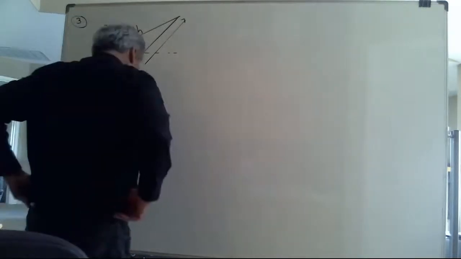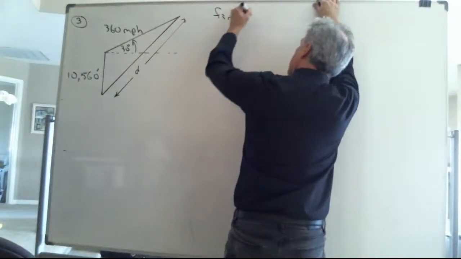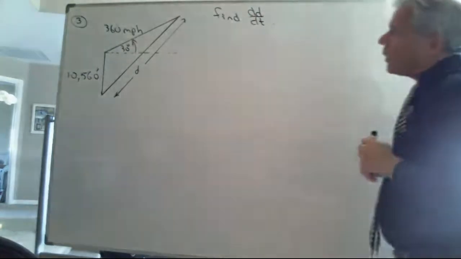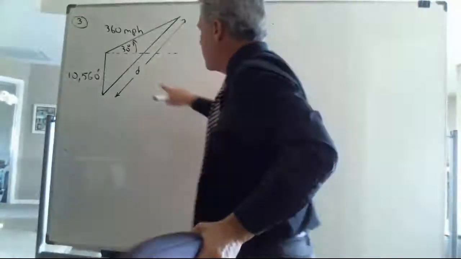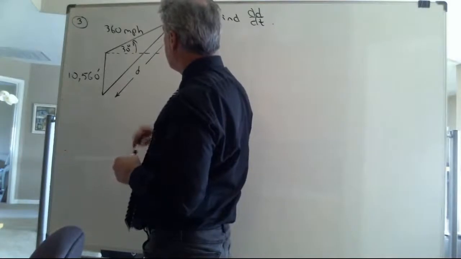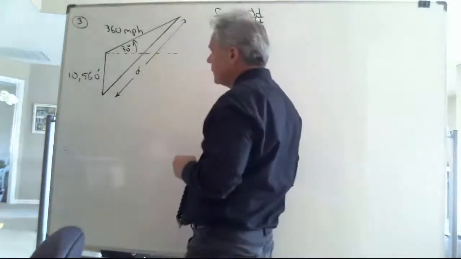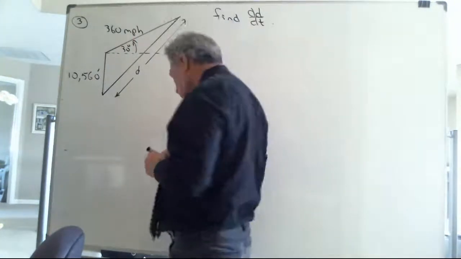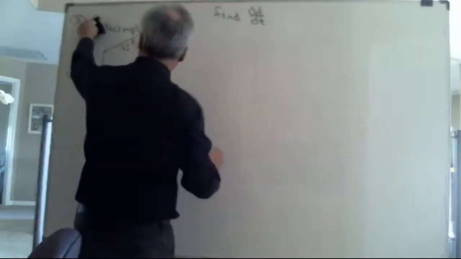Well, looks to me like I'm trying to find dD/dt. So I'll probably want to build a relationship among these three sides of the triangle because I know something about them. Notice how this is a side length whose rate of change I'm trying to find. But notice how this 360 miles per hour, that's a rate of change. So technically speaking, is it not true that the picture is somewhat deceiving, albeit I'm the one who created it?